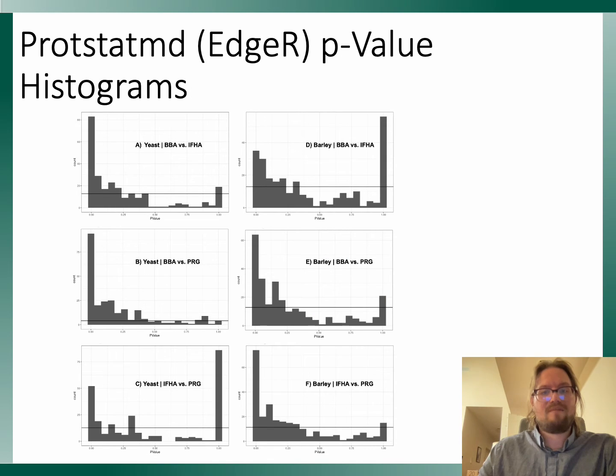The ProtStatMD Nextflow pipeline exports p-value histograms to allow the user to validate the number of differentially abundant proteins identified. The distribution of p-values in all of these comparisons for yeast or barley is skewed to the right, and this is expected because these three different styles of beer are expected to have many differentially abundant proteins due to differences in brewing conditions and fermentation.